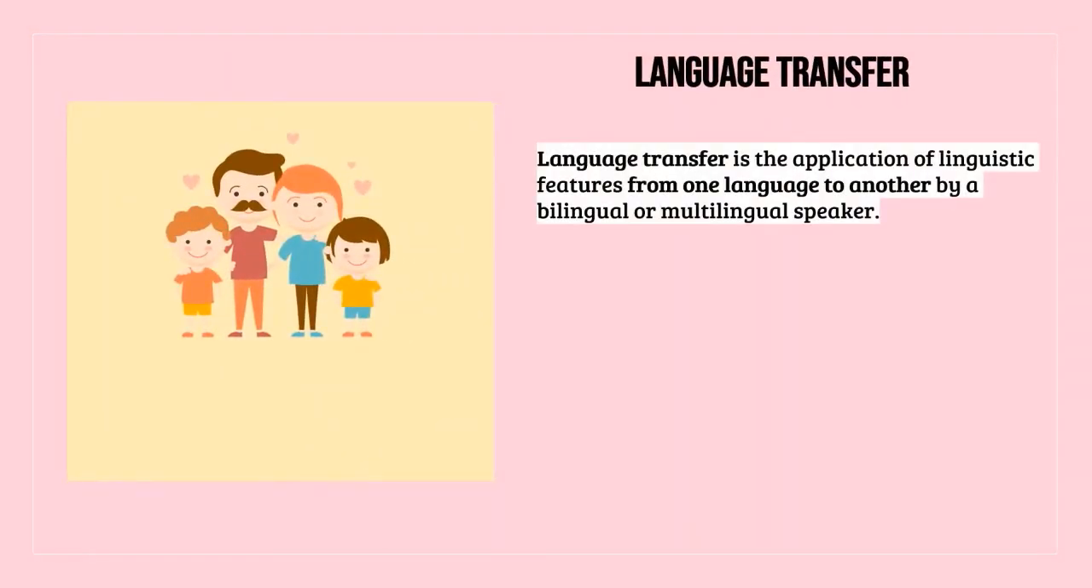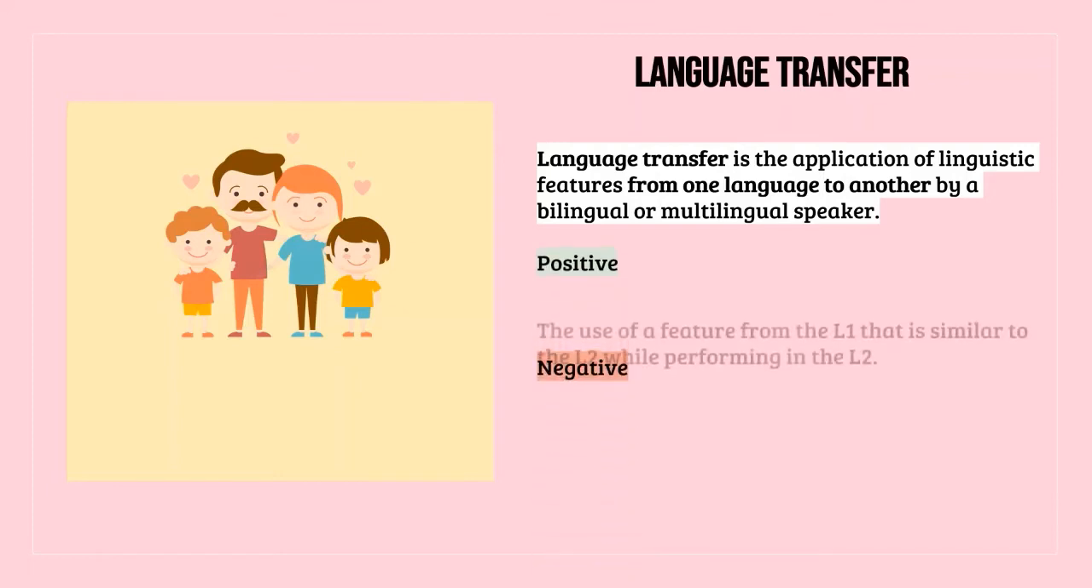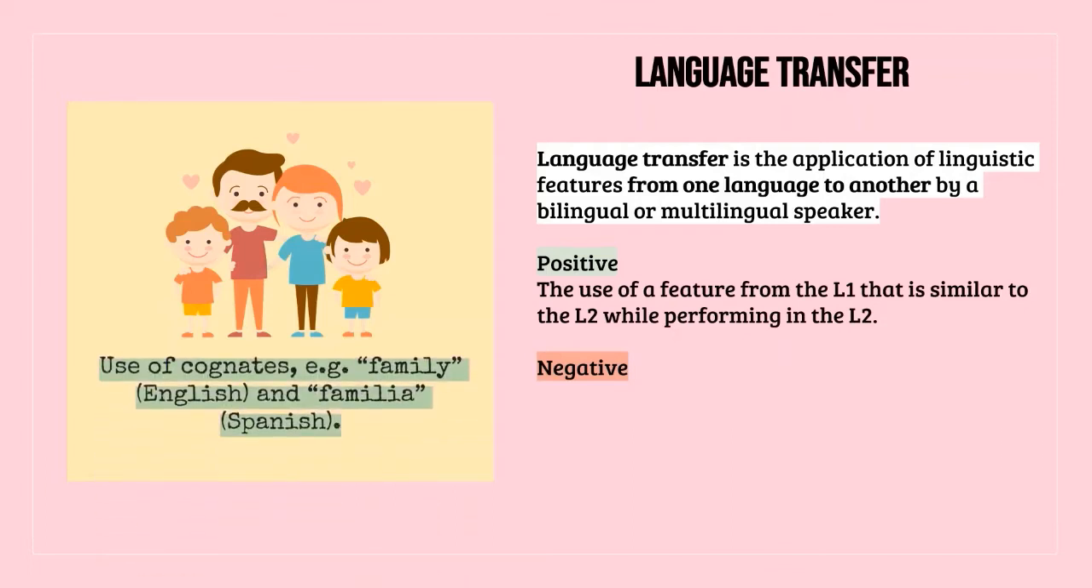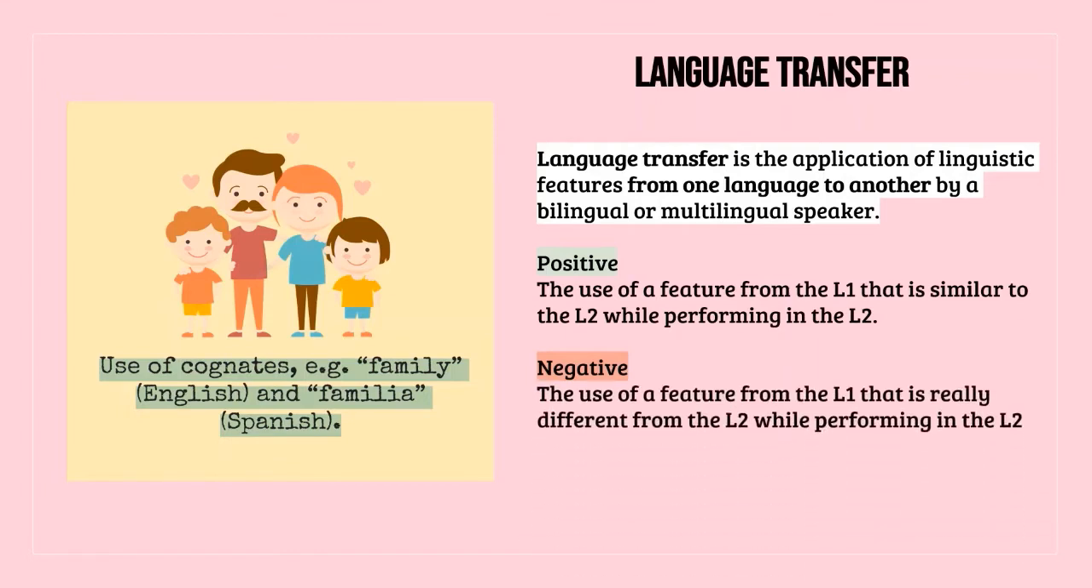Now, it's important to know the distinctions between these two concepts. Language transfer is the tendency to transfer the phonology, syntax, and semantics of the native language into the learning of the second language. It can be positive or negative. A positive transfer happens when similarities between the two languages facilitate learning. For example, we can use cognates like family and familia. On the other hand, negative transfer happens when the differences between the two languages' structures lead to systematic errors.